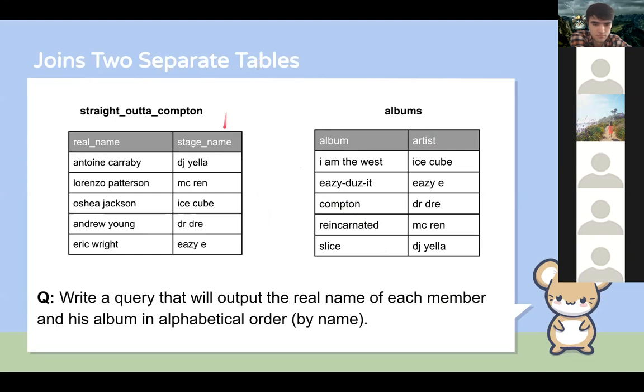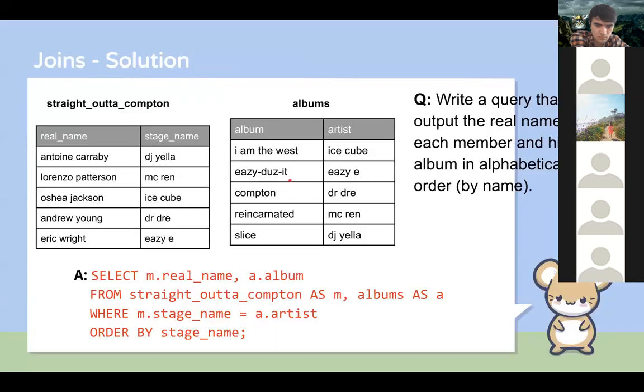So if you look at the second columns in both of these tables, you'll notice that some of them share the same item. So for example, Ice Cube here matches the artist Ice Cube here. So we can successfully say that this stage singer has the album I Am the West. Okay, so in our where clause, we will match where the stage name is equivalent to the artist name. Okay, so looking at the answer, it's exactly as I said.